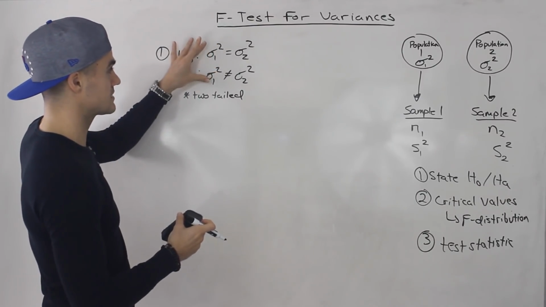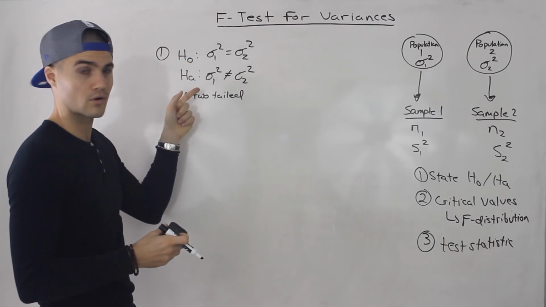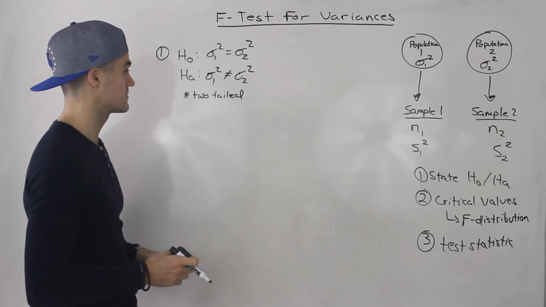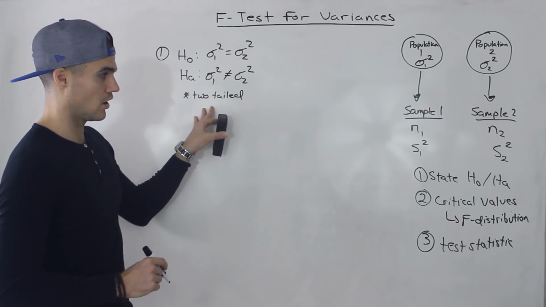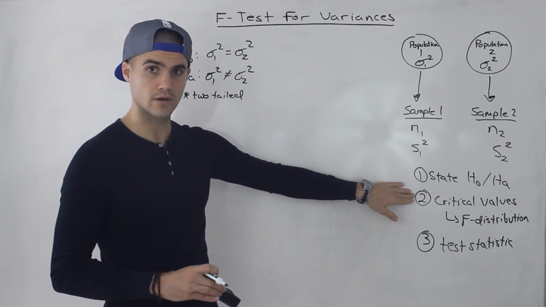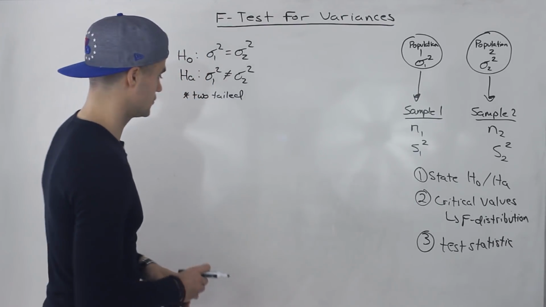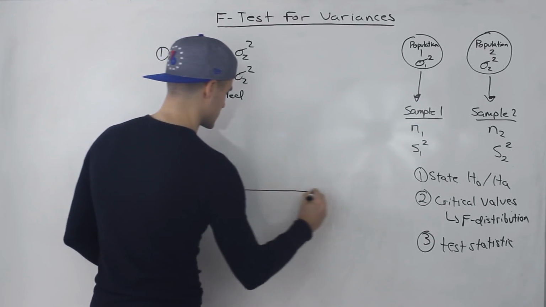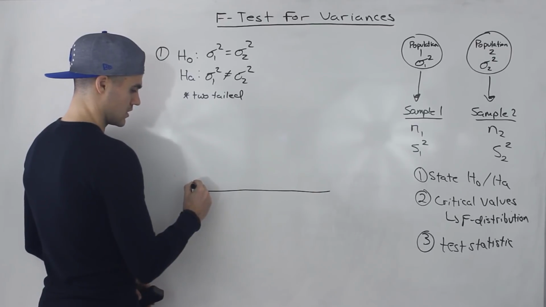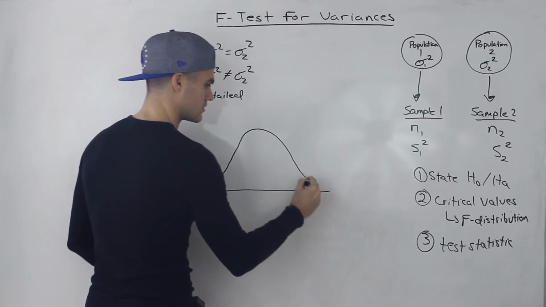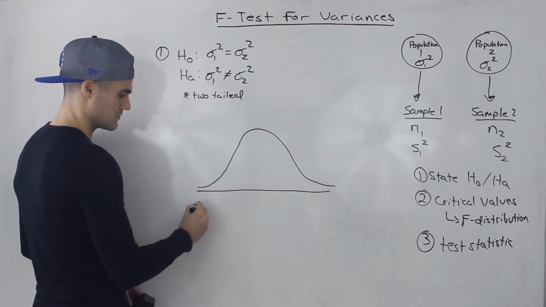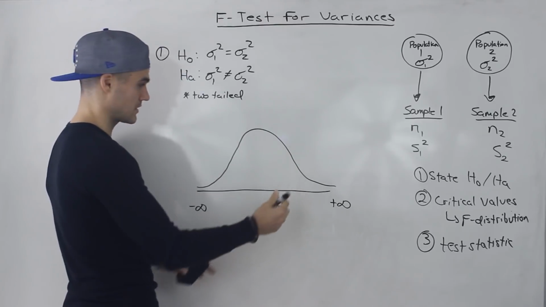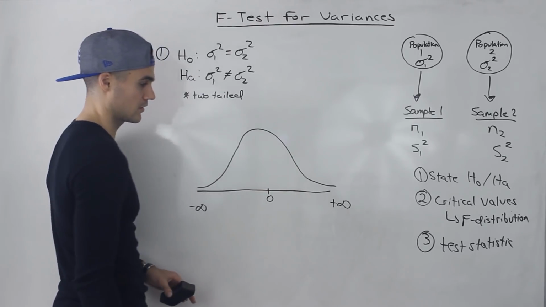So the formats are pretty much the same. It's just instead of the means, you're going to be putting in the population variances. And then once you have your null and your alternative, now we've got to get the critical values. And here is where we're going to introduce a new distribution. So what I'm actually going to do is relate it first to the normal distribution. The normal distribution, we know it looks like this, and it goes from negative infinity to positive infinity. And it's perfectly symmetrical, and we've got that 0 in the middle here.